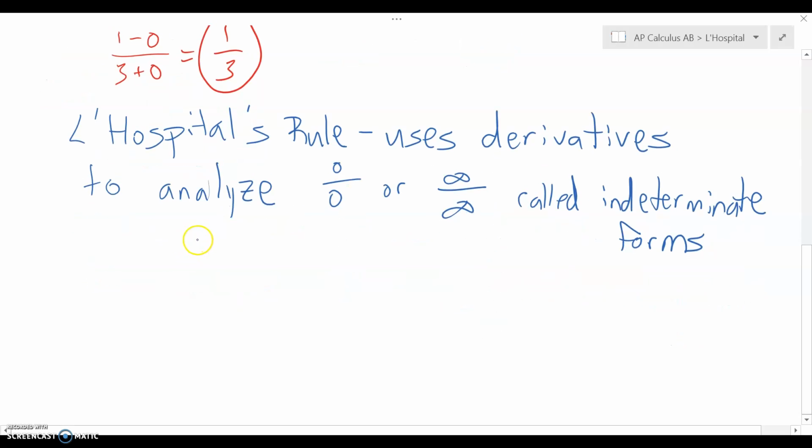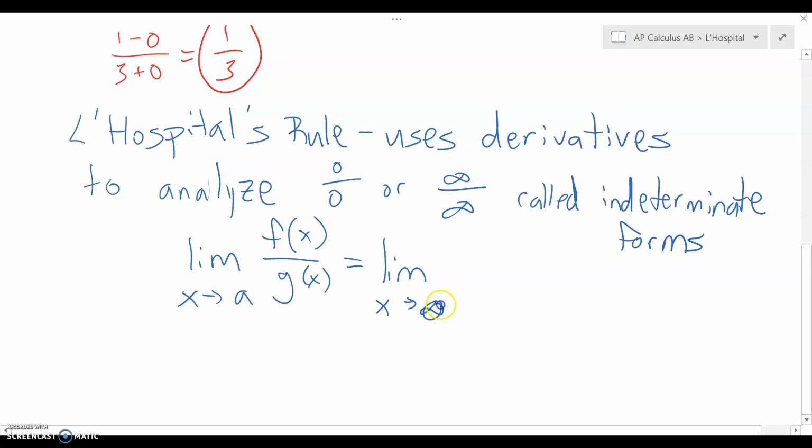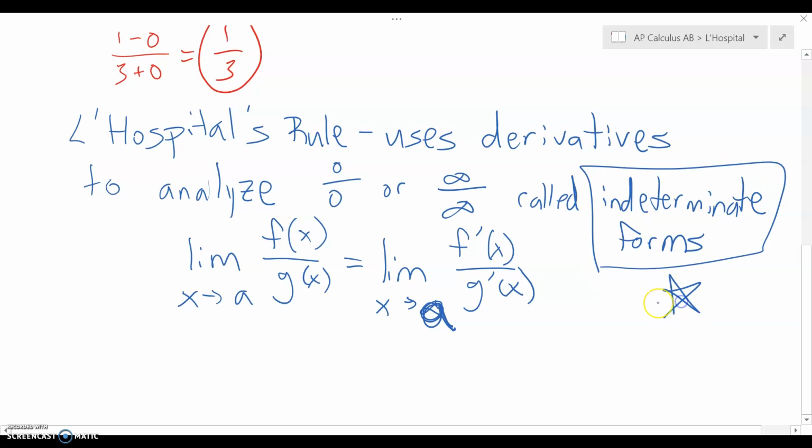And the formal mathematics says if we have a limit as x approaches a, so any number, a, of some function over another function, that's the same thing as if we look at the limit as x approaches a of the derivative of f over the derivative of g, provided that we're talking about something that's in indeterminate form. And L'Hopital's rule does not work effectively if we don't have indeterminate forms. And we'll see an example of that here in a moment. So again, have to have indeterminate forms for L'Hopital's rule to work.